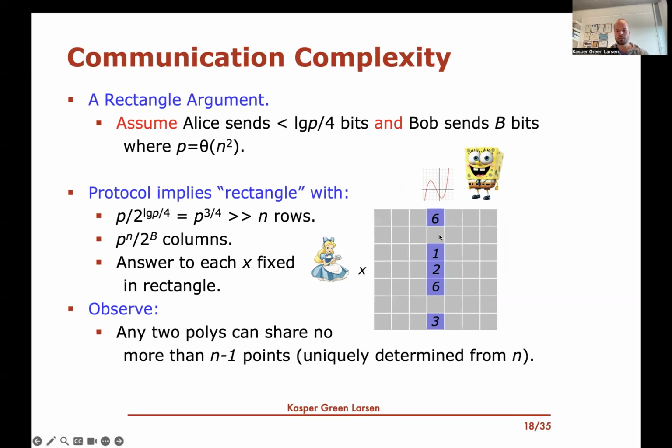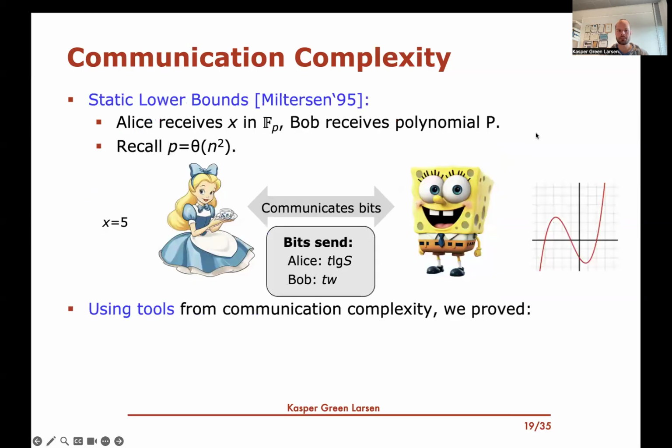So if there's only one column left, the number of columns is p to the n divided by 2 to the b. So we conclude that 2 to the b has to be at least p to the n, right? So b is greater than or equal to n log p. This gives us a lower bound: if Alice sends less than log p over 4 bits, then Bob has to send at least n log p bits.